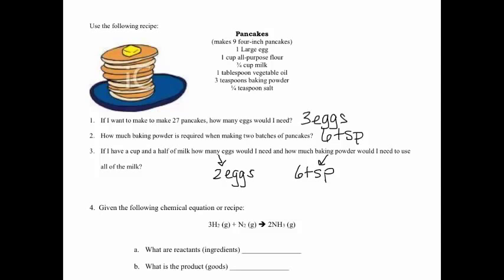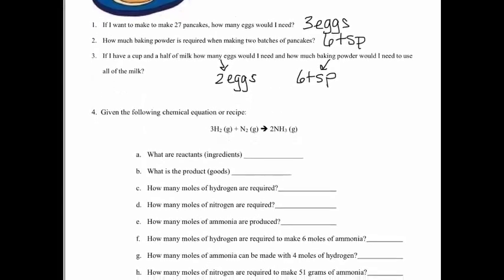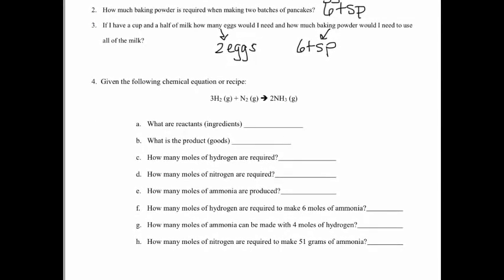And I want you to think about this analogy as we go through an example of an equation. An equation is really just a recipe. So on the left here, we have all of our ingredients, and on the right is our product, our 9 pancakes. So what are the ingredients in our reaction? Well, we need hydrogen and we need nitrogen. And we're going to end up making ammonia.